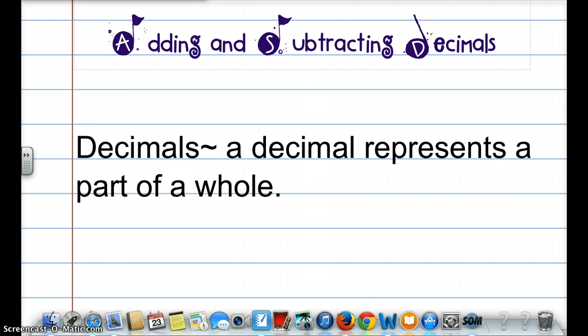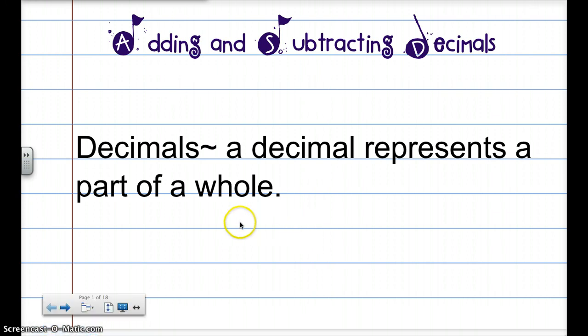So let's get started. A decimal represents part of a whole number. So that's also with fractions too. They all represent parts of a whole.